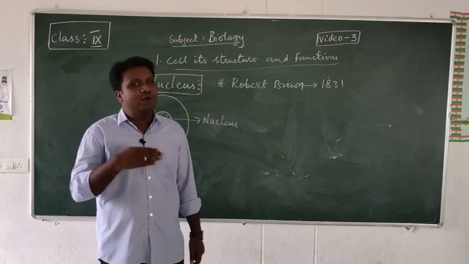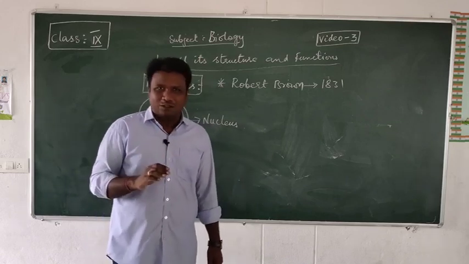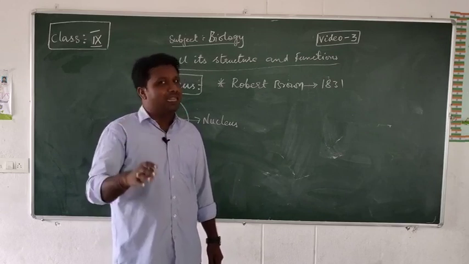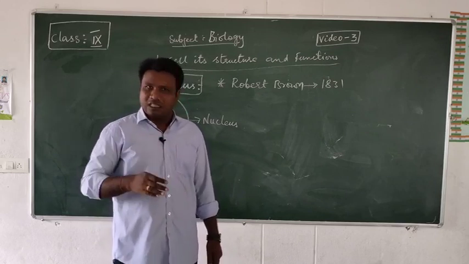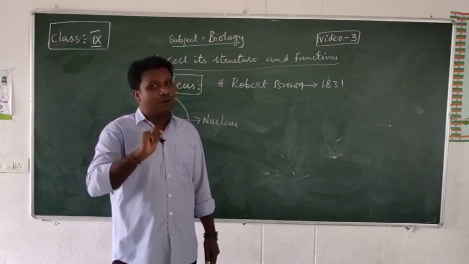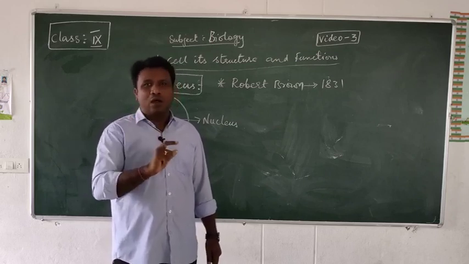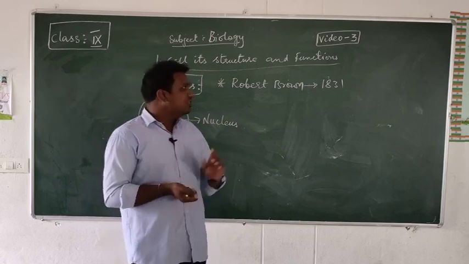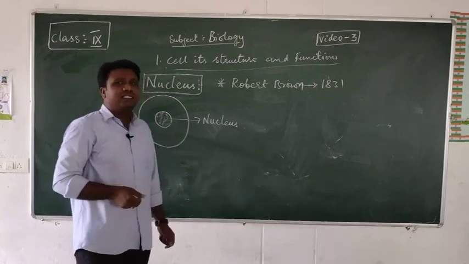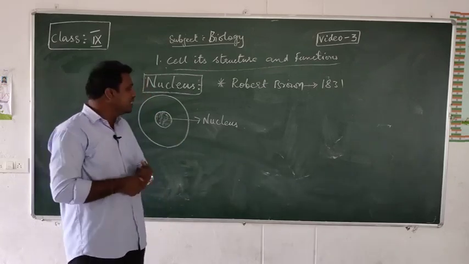You have to remember both the scientists, Robert Hooke and Robert Brown. Robert Hooke discovered the cell for the first time; he observed it under the microscope. Then the one who discovered the nucleus is Robert Brown. Hooke cell, Brown nucleus, in the year 1831. And so, what are the important functions of this nucleus?